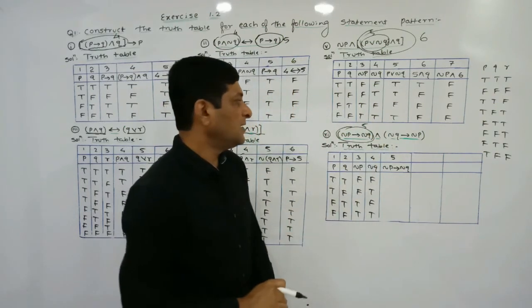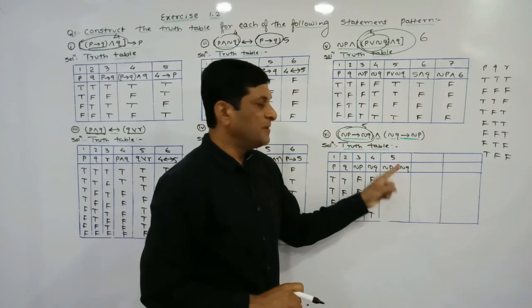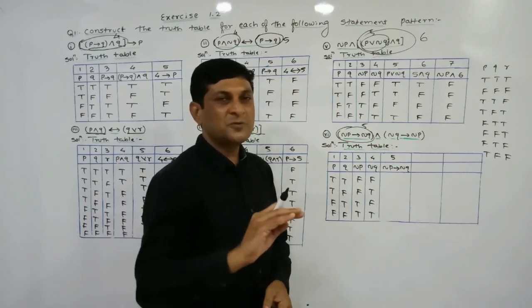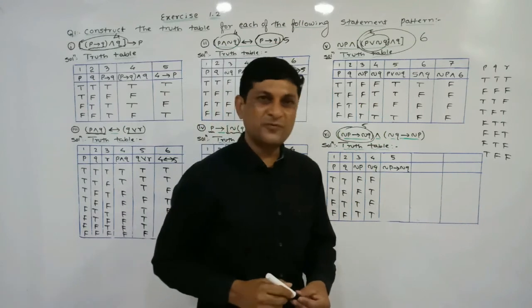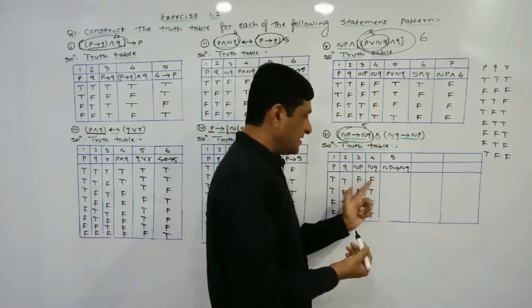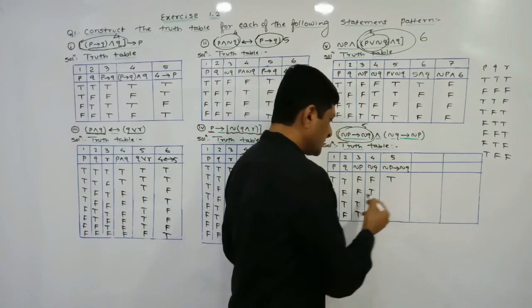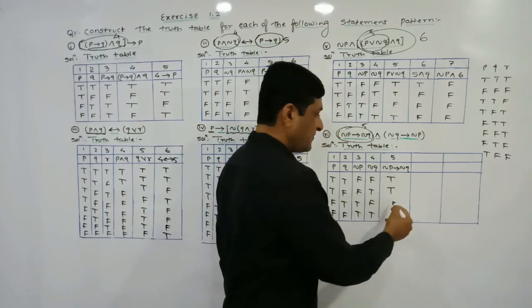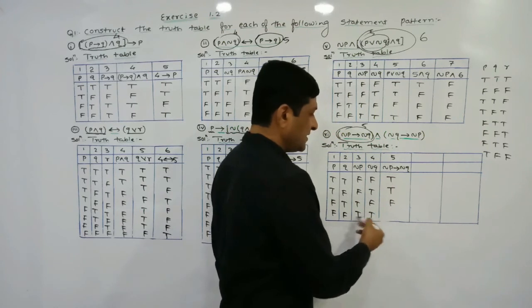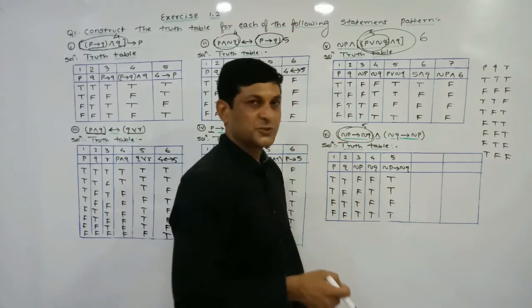Now in case of implication, what condition do we have to remember? If the first statement is true and the second is false, implication will be false. So observe here, TF does not appear, so implication is true. Here also TF does not appear, so implication is true. Here TF appears, so implication is false. Here TF does not appear, so implication is true.